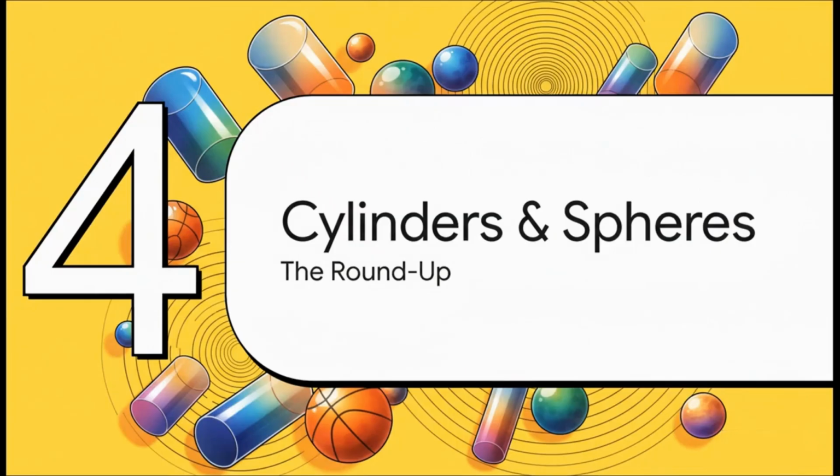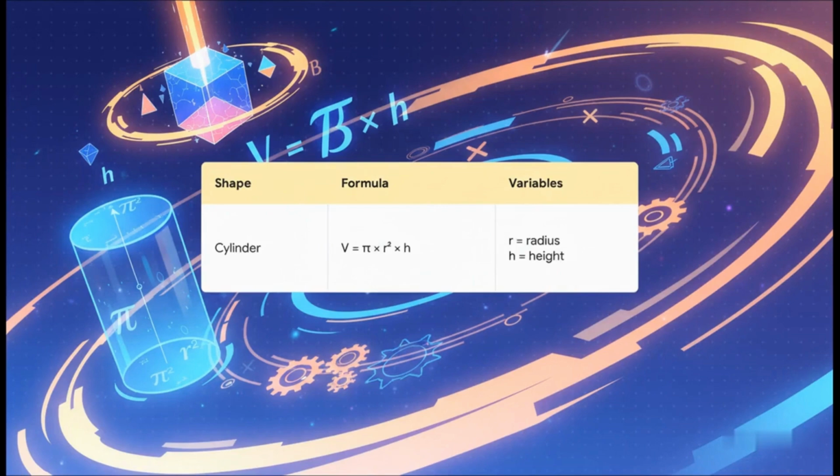Speaking of cylinders, let's round out our set of basic shapes, and this time we'll focus on the ones that involve circles. So here's the formula for a cylinder, but if you look closely, you'll see it's basically our old friend, the prism formula, just in disguise. The area of the circular base is pi times the radius squared, right? So the cylinder formula is just the area of the base times the height. See? It all comes full circle.